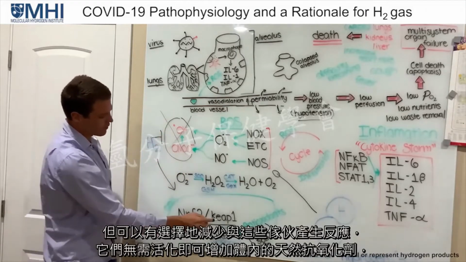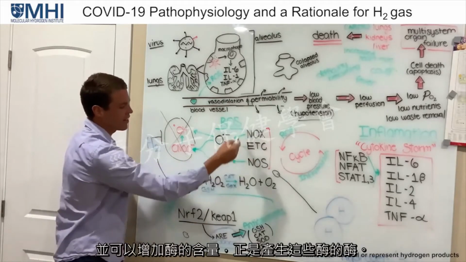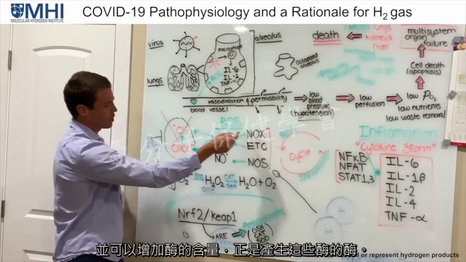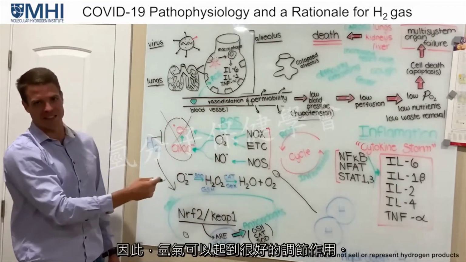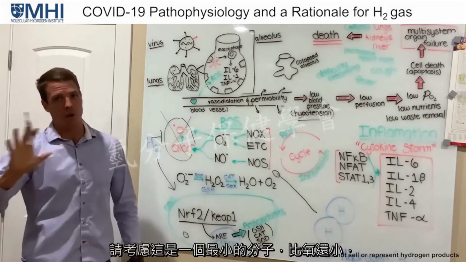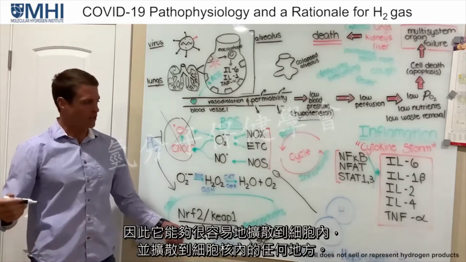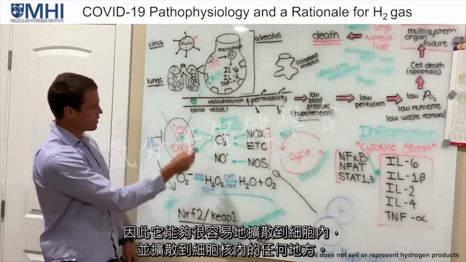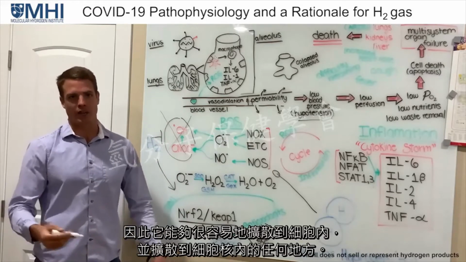It can increase NRF2 activation to increase your body's natural antioxidants, and it can regulate the very enzymes that are producing these. So it's a very good regulatory system of what hydrogen gas can do, okay? And consider it is the smallest molecule, smaller than oxygen, so it's able to diffuse into the cell, into the nucleus, into wherever, very easily, where it can have these regulations, okay?